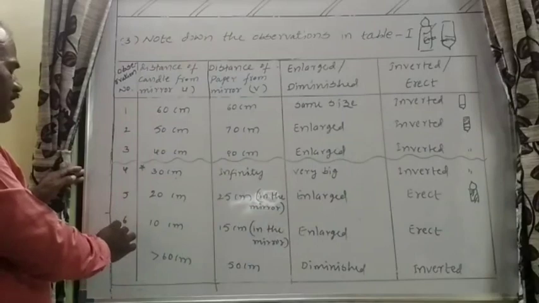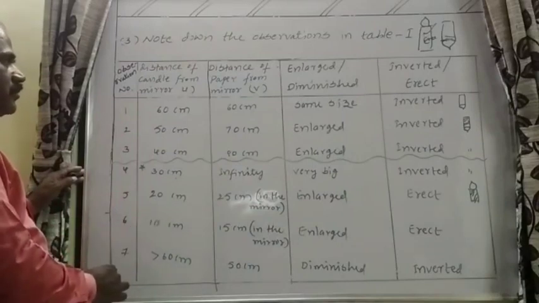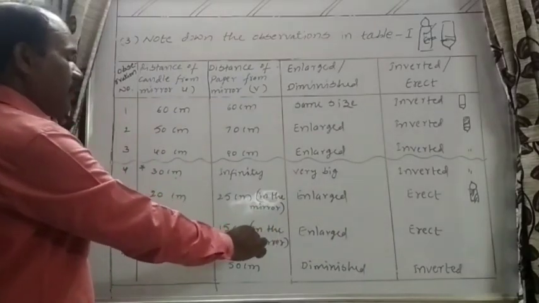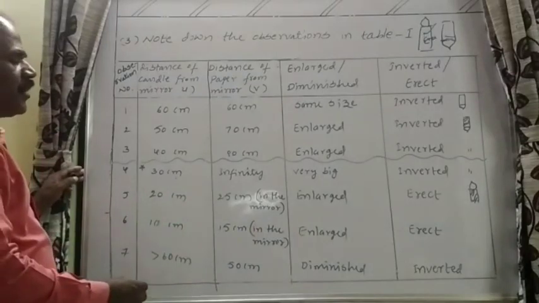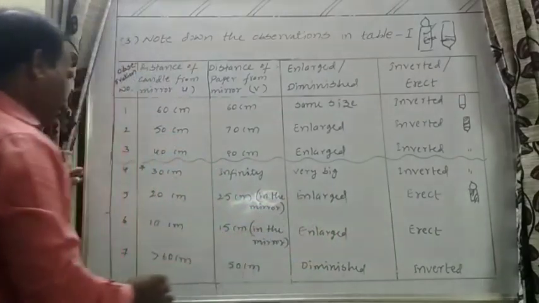The object is placed 10 centimeters from the mirror. The image is formed 15 centimeters in the mirror. In the mirror means the image is formed at the backside of the mirror. The image is enlarged and erect.